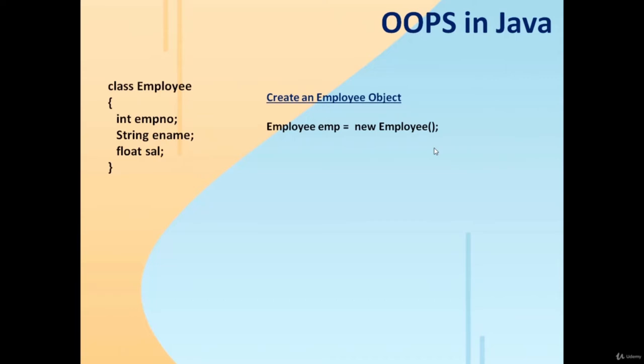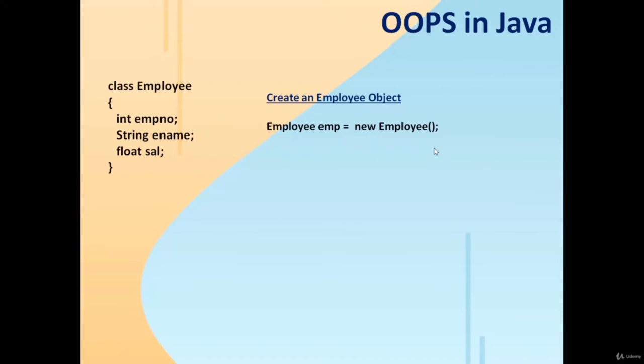When you say new employee, a new object is being created. Where is the object being created? In the heap memory, in the JVM, Java virtual machine. JRE contains JVM, Java virtual machine. So it has got an architecture. It has got different memory.